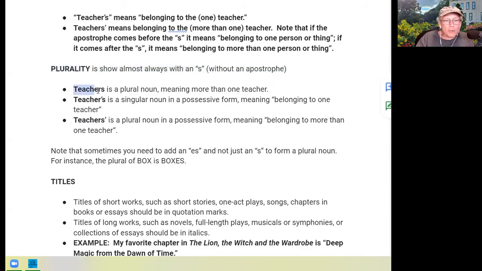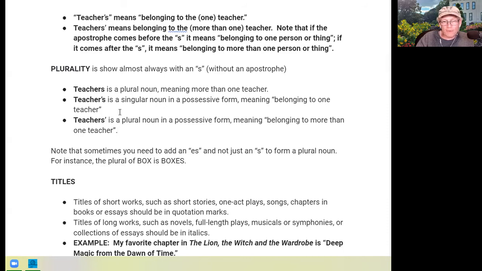In other words, teachers is a plural noun, meaning more than one teacher. Teacher's, apostrophe S, is a singular noun in a possessive form, meaning belonging to one teacher, and teachers', S apostrophe, is a plural noun in a possessive form, meaning belonging to more than one teacher. That may sound confusing. That's why you need to study this stuff so you get it right.